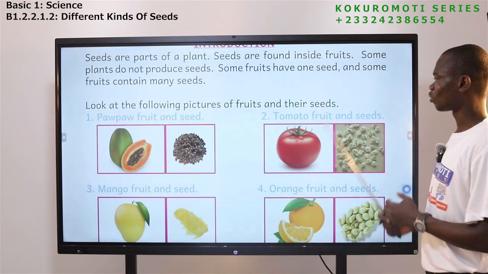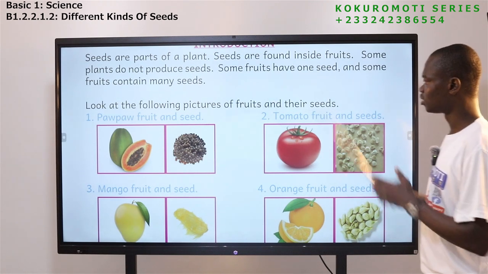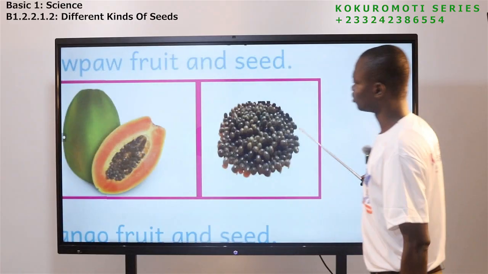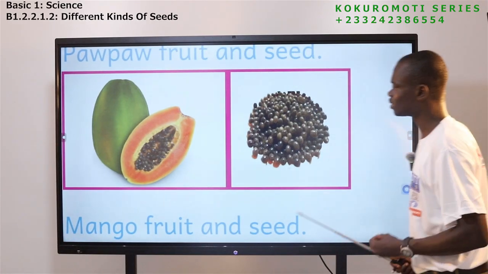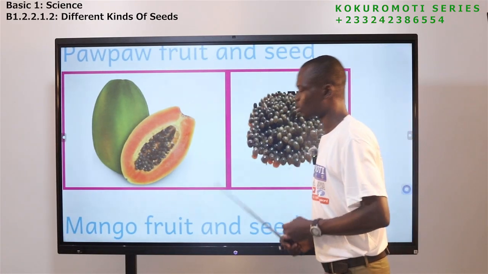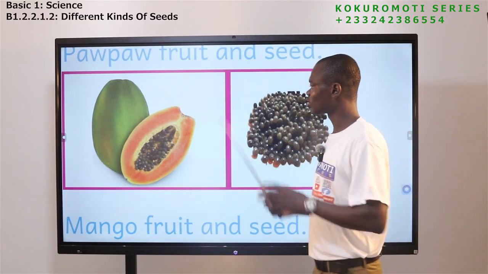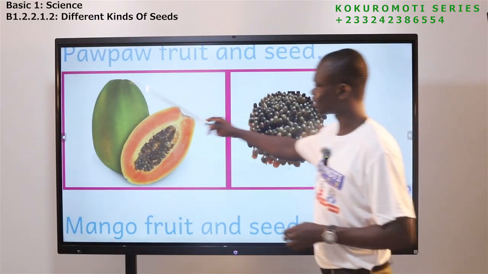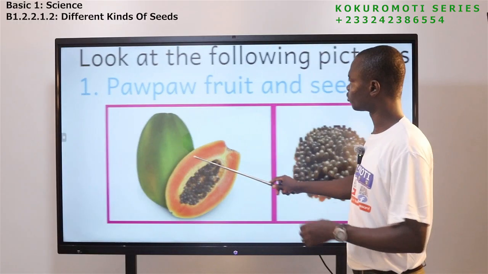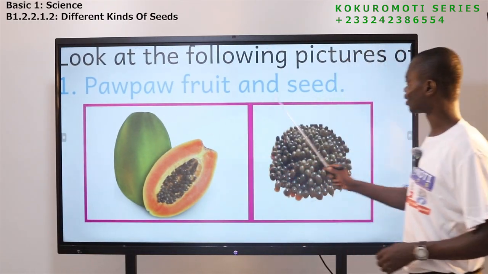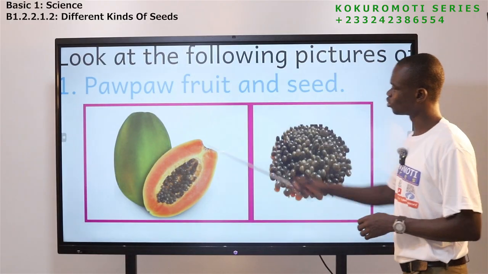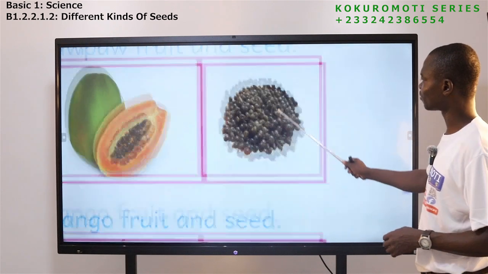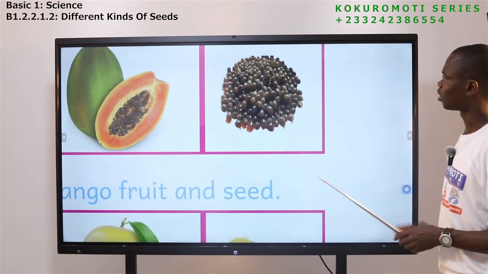Now let's look at the following pictures. There are fruits and seeds. So let's look at them. You look at it and you tell me whether the seed is only one, or there are no seeds, or there are more than one. So look at this. This is the fruit of the purple fruit and seeds. Have you seen purple fruits? Very good. We have the seeds here. These are the seeds.